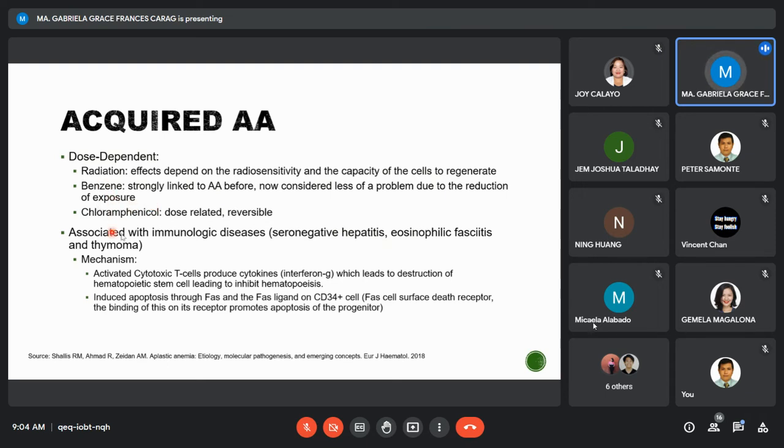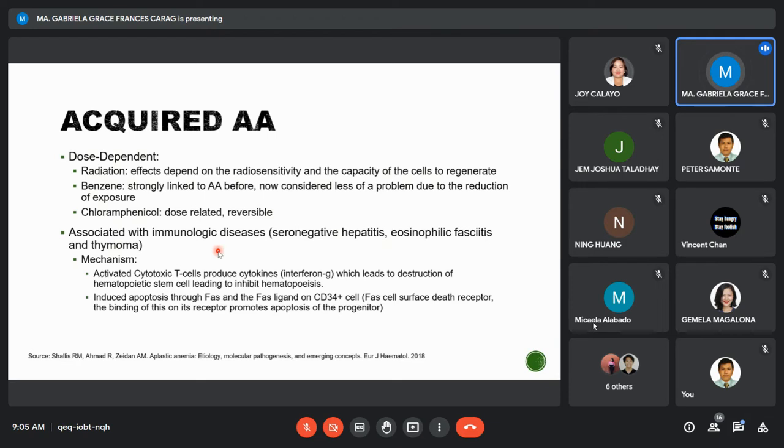So benzene and chloramphenicol are reversible po. Also, radiation-associated aplastic anemia po are reversible cases. So in radiation, a single dose po of radiation cannot affect the bone marrow. So the bone marrow is resistant to the radiation, unlike when the bone marrow has a chronic exposure to radiation. It can increase the risk factor of a patient to have aplastic anemia.